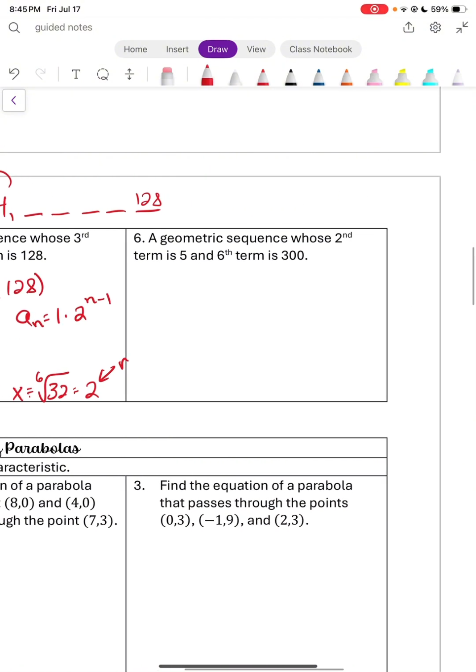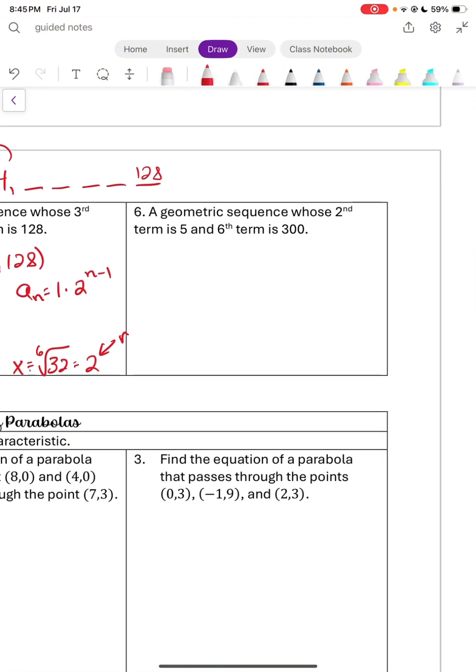Okay, let's work one more like that. A geometric sequence whose second term is 5 and whose sixth term is 300. So the second term is 5. The sixth term is 300. So to get from the second term to the sixth term, we can call it an R if you want to, we're going to start with 5. We're going to multiply by some R value 4 times, and it's going to give us 300.